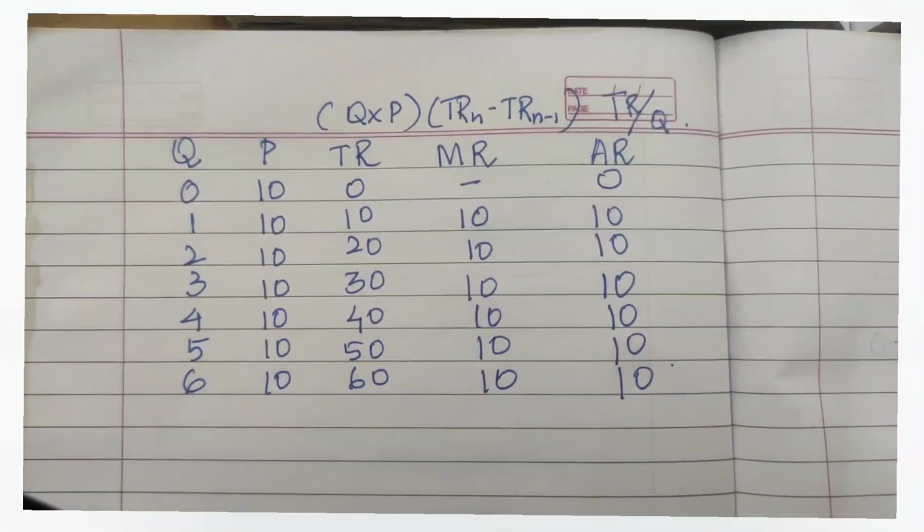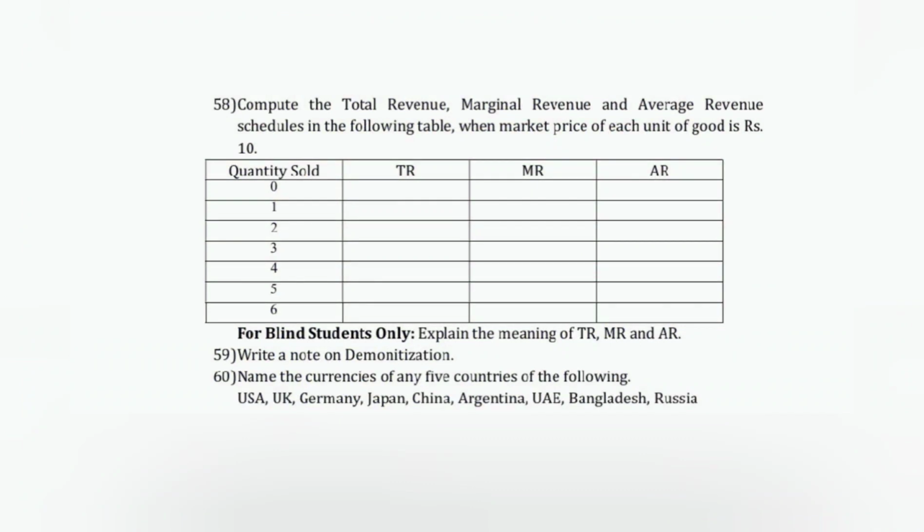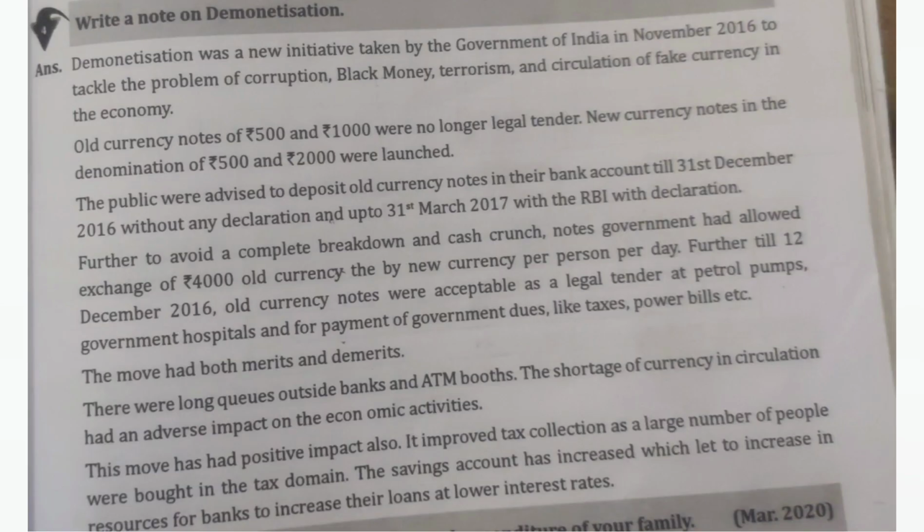I hope this helped. Now we will move on to the third question, which is write a short note on demonetization. So in a general manner also you can write what is meant by demonetization. The government took a very new initiative in India in November 2016 to tackle the problem of corruption, black money, terrorism, circulation of fake currency in the economy. So the old notes in the denomination of 500 and 1000 were no longer legal, and new currency notes in the denomination of 500 and 2000 were launched.